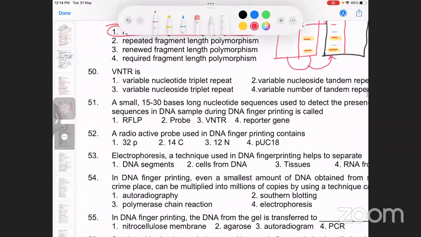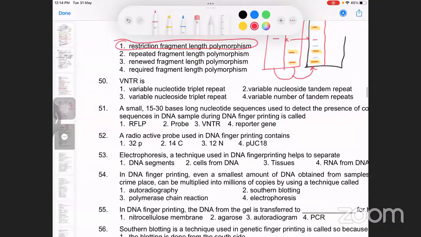So VNTR, variable number of tandem repeats. What is VNTR? Variable number of tandem repeats. VNTR again comes in DNA fingerprinting, where we are going to check how many smaller fragments of genetic material are repeated in the progeny when compared to the parent.